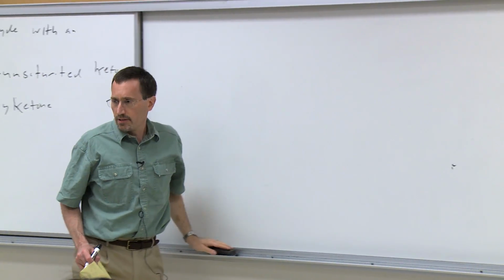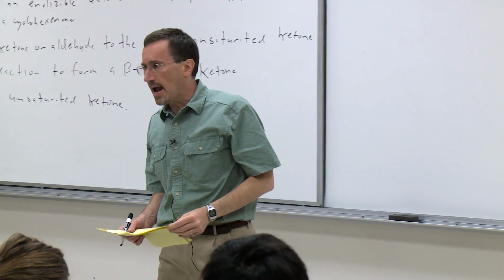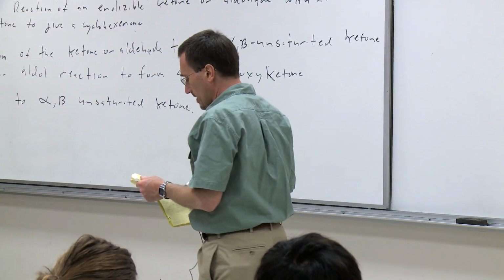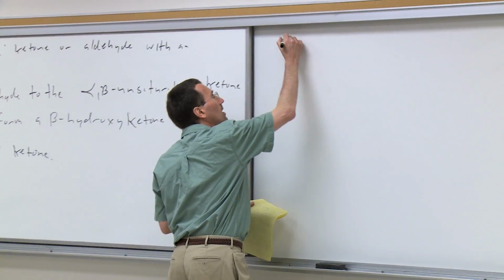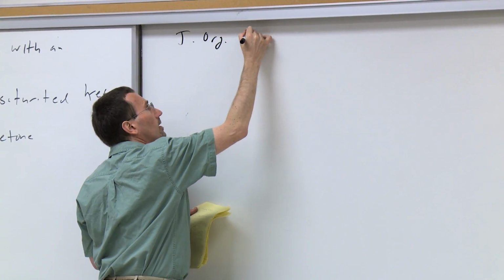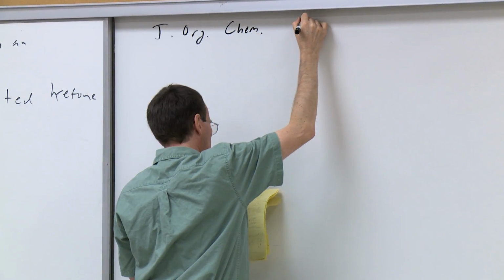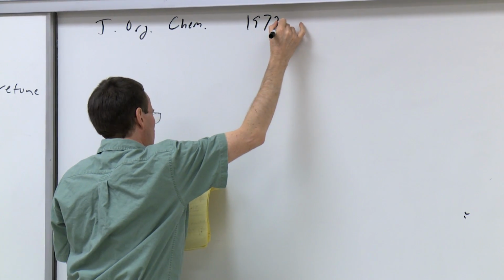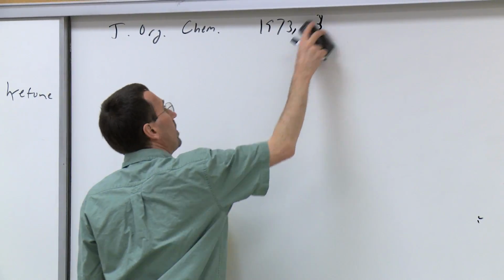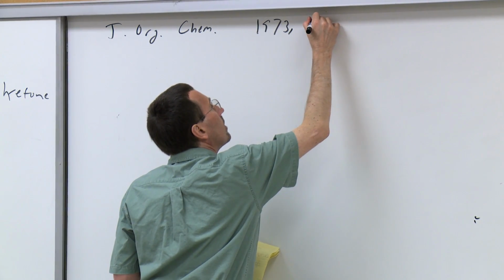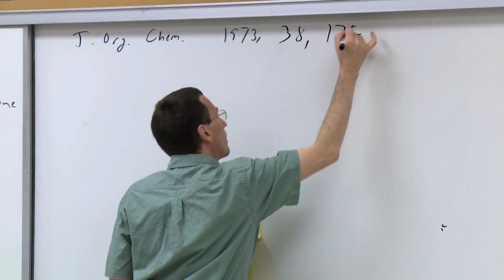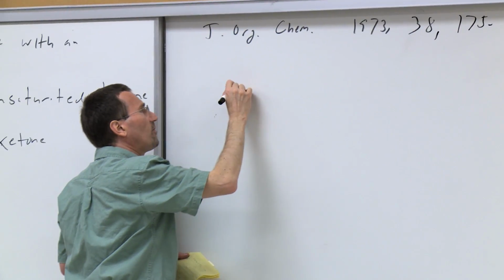In some cases, the Robinson annulation reaction can go in a single pot. And it's really a beautiful reaction when it does. Let me give you one example. This example comes from the Journal of Organic Chemistry in 1973, volume 38, page 175. And the example is very nice.